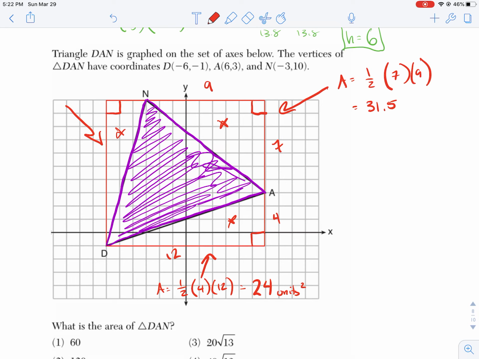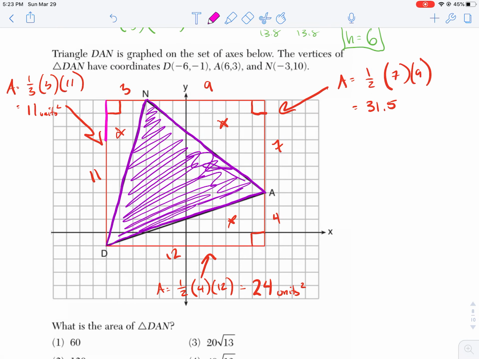And to find this area here, 1, 2, 3, 4, 5, 6, 7, 8, 9, 10, 11. And this one length is 3. So the area is 1/2 times 3 times 11, which is just 11 units squared.